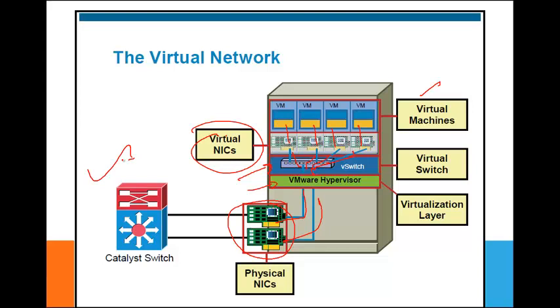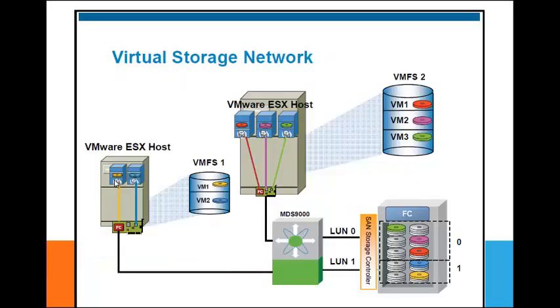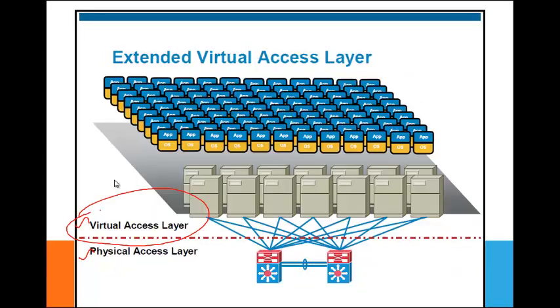So there are two layers, the virtual access layer and the physical access layer. In the physical access layer we have visibility, but we don't have visibility into the virtual access layer. That's what I explained in the previous chapter as well. So to provide visibility, we need 1000V. The previous chapter was giving an overall understanding of what we are going to see today and tomorrow.